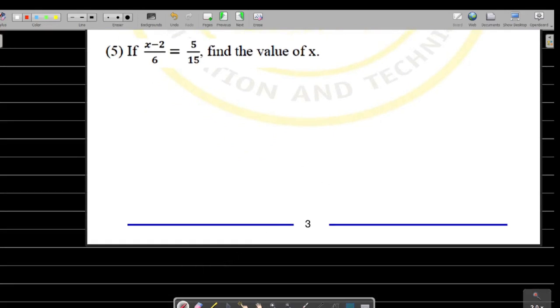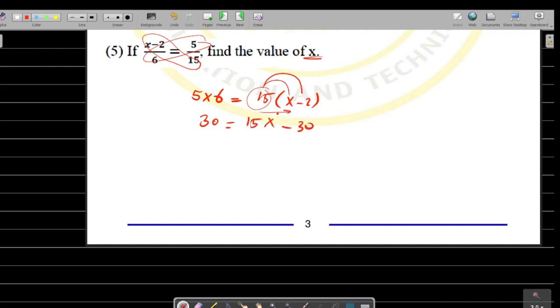Okay, look at this question. Find the value of x. I have to do it again, to make more concentration about it. We will do 5 times x, the product of extremes equal the product of means. Now 5 times 6 equal 15 times x minus 2. 5 times 6 equals 30, and 15 here. Don't forget to distribute 15 between the two elements inside the brackets. So you will get 15x minus 30.